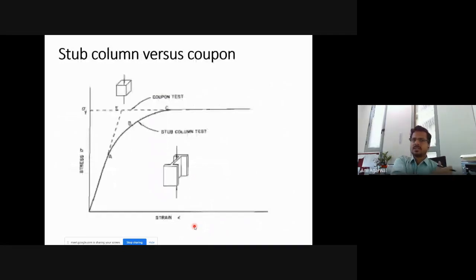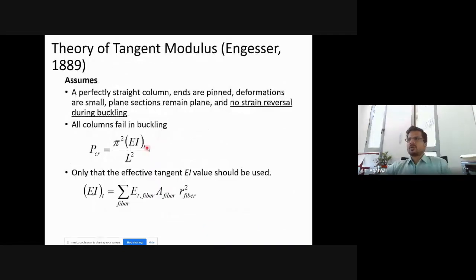So what he suggested was that instead of accounting for the squashing mode of failure and the buckling mode of failure separately, it's all the same buckling mode of failure. The only thing is that in the equation for buckling mode of failure, you have pi square EI by L square. Instead of using the elastic EI, use EI tangential. Okay, and what does he mean by EI tangential?